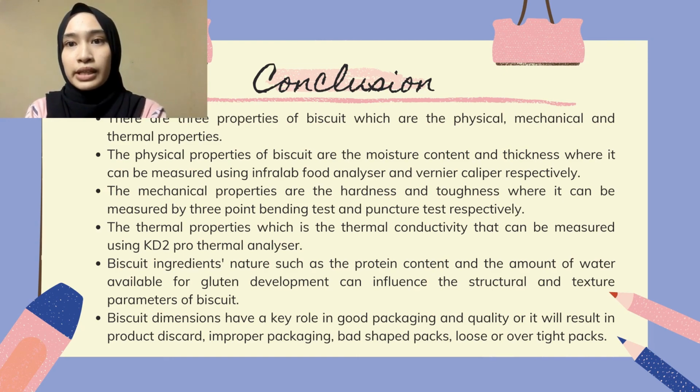Next, biscuit ingredients nature, such as protein content and the amount of water available for gluten development, can influence the structural and texture parameters of biscuit. And last but not least, biscuit dimensions have a key role in good packaging and quality, or it will result in product discard, improper packaging, bad shaped packs, loose or over tight packs. So the dimensions of biscuits need to be kept under limits so that it will satisfy consumer quality acceptance attributes.